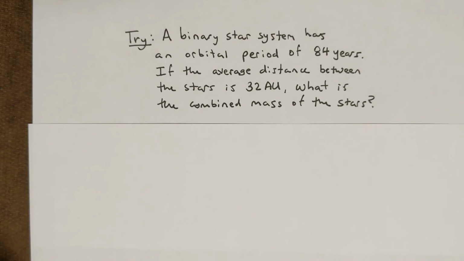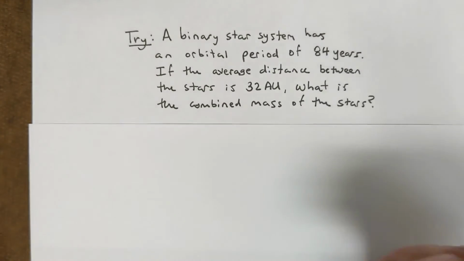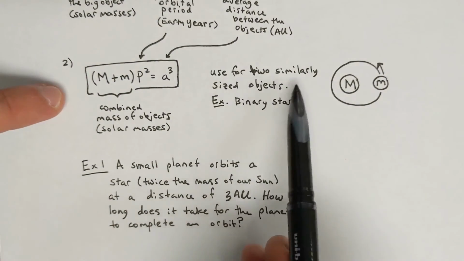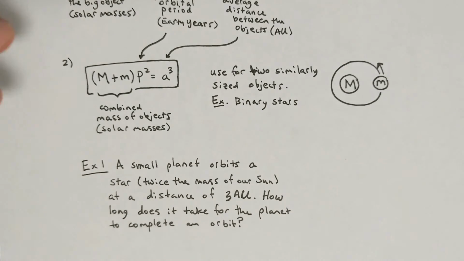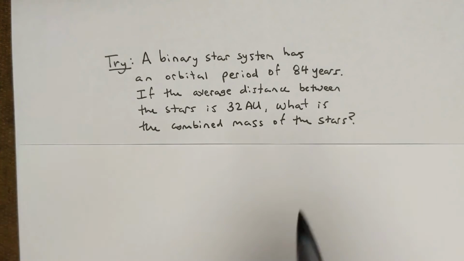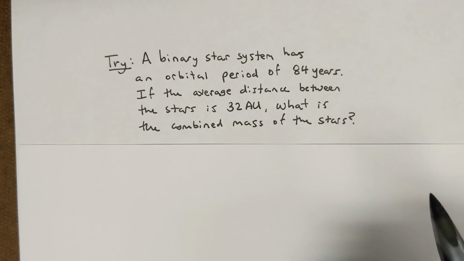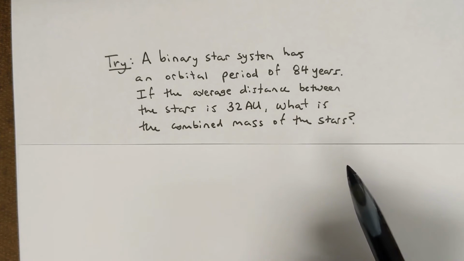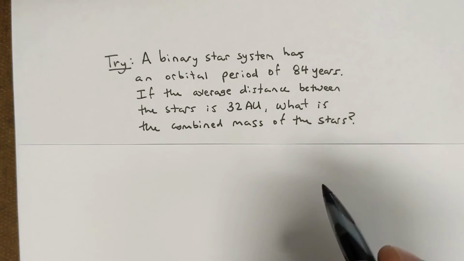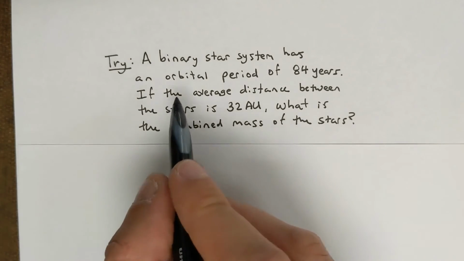Okay, hopefully you tried it on your own first. Here they're talking about a binary star system. So a binary star system is going to use this version of Kepler's third law, for 2 similarly sized objects. The 2 stars are both roughly the same size. It's not like a star and a planet, where the star is a much more massive object than the planet. And okay, so let's try it.